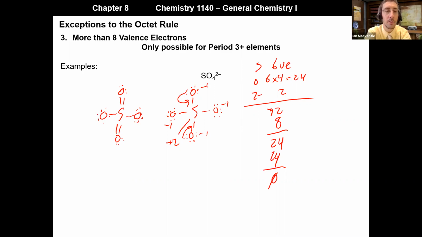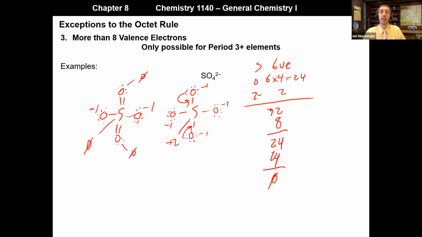And the formal charge on these 2 single bonded oxygens is still -1. But the formal charge for the other oxygens is now 0, and for sulfur is now 0. So I've limited the formal charges. Now, I've broken the octet rule. Sulfur now has 8, 10, 12 electrons around it. But I've minimized the amount of formal charge in the compound.